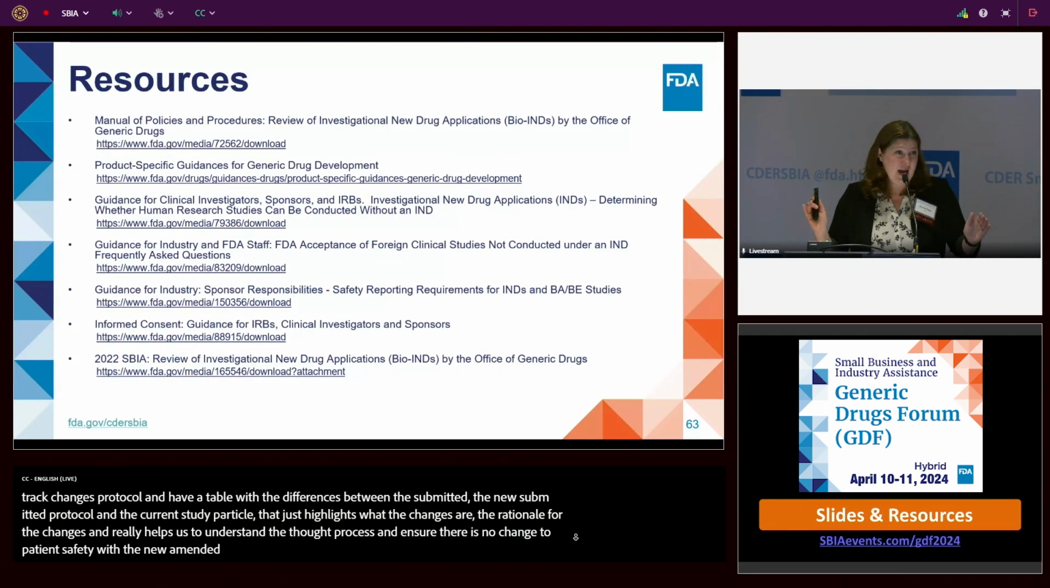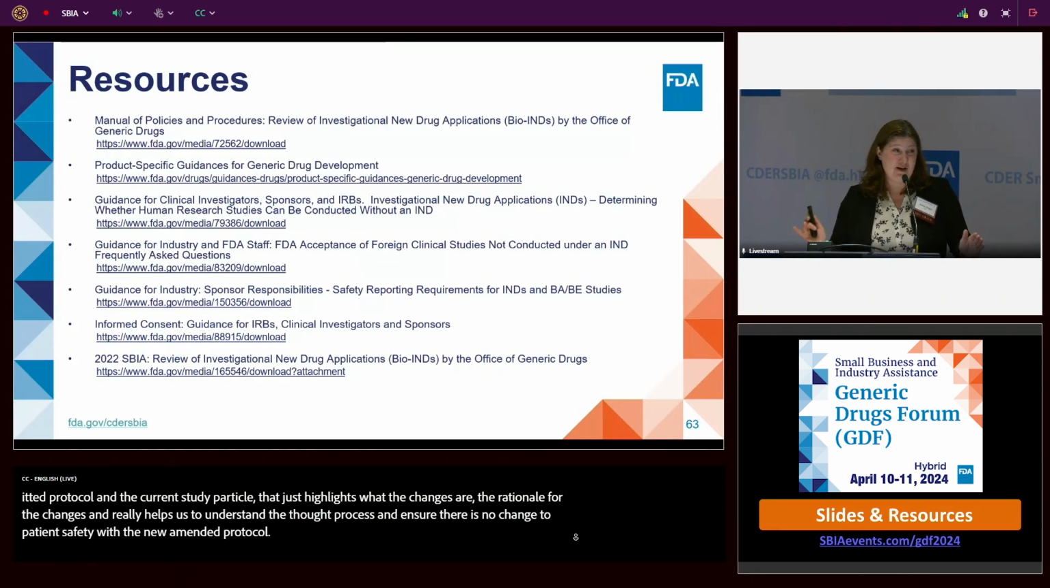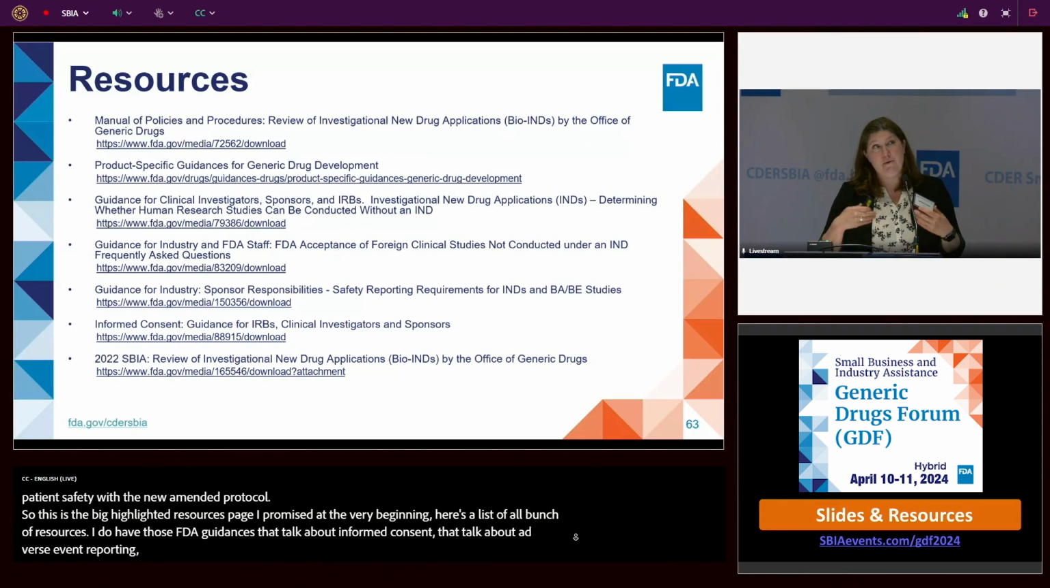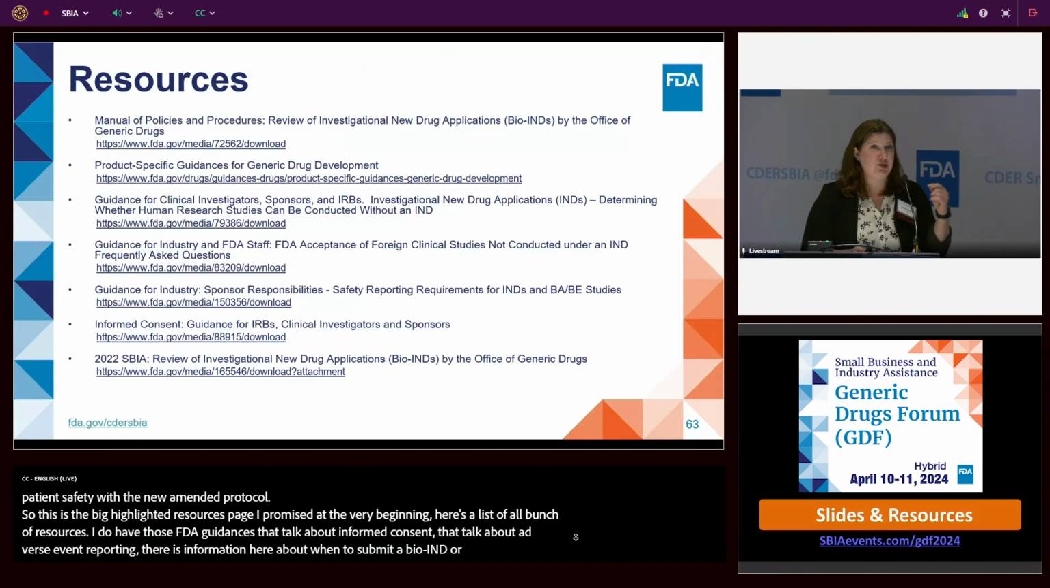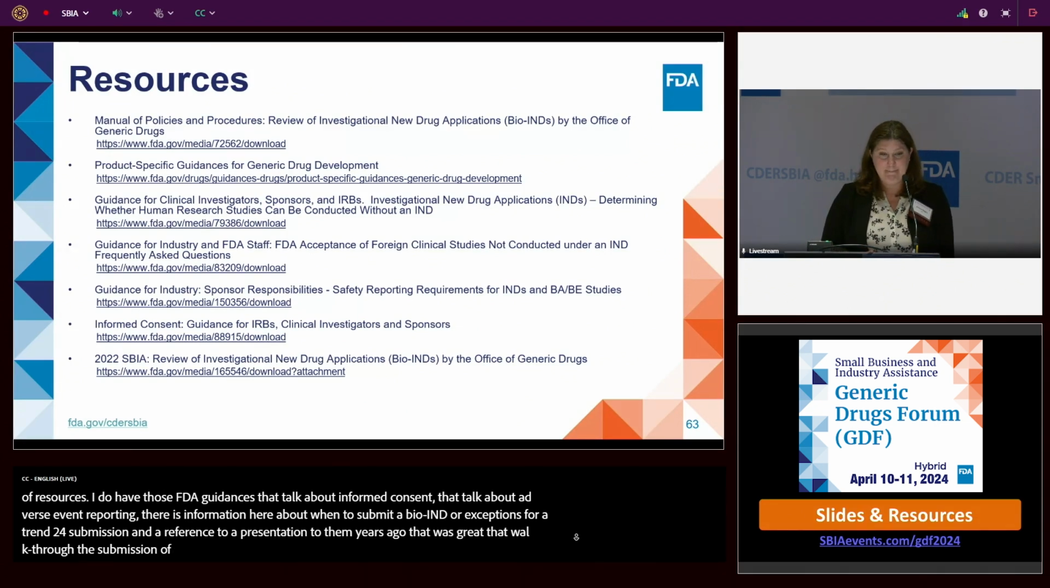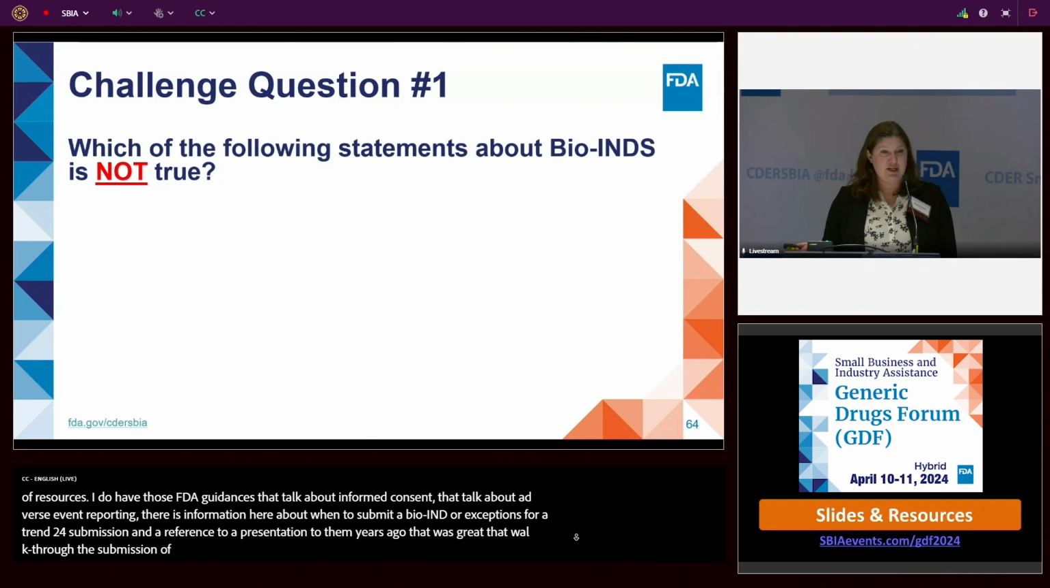So this is that big highlighted resources page I promised at the very beginning. Here's a list of a whole bunch of resources. I have those FDA guidances that talk about informed consent, that talk about adverse event reporting. There's information here about when to submit a Bio-IND or exceptions for a Bio-IND submission, and a reference actually to a presentation here 2 years ago that was really great, that walked through the submission of INDs and when to submit it.